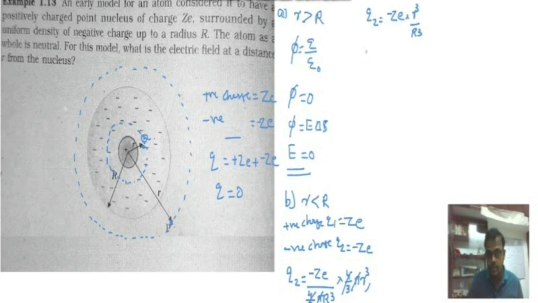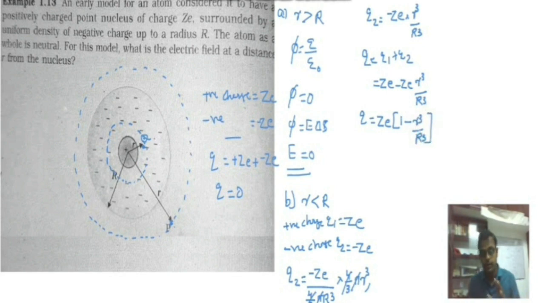So what is the total charge enclosed here? Q is equal to Q1 plus Q2. That is Ze, Q1 is Ze, plus Q2, that is equal to minus Ze r cube divided by capital R cube. That means the total charge enclosed here is equal to Ze, which can be taken outside, times 1 minus r cube divided by capital R cube. Capital R is what? The actual radius of the atom, and small r is what? What we have taken here, the point Q.